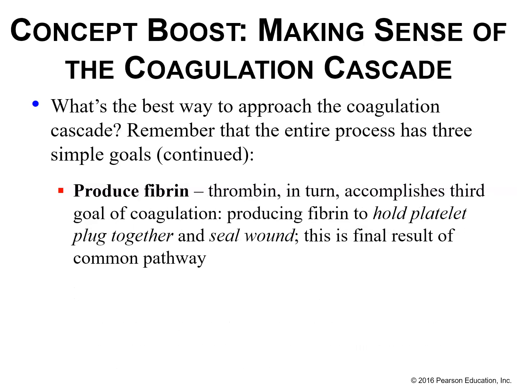And then the third goal is to produce fibrin. Remember, thrombin in turn will accomplish the third goal of coagulation, which is to produce fibrin from fibrinogen, basically to hold the platelet plug together and then seal the wound. And that's the final result of your common pathway.